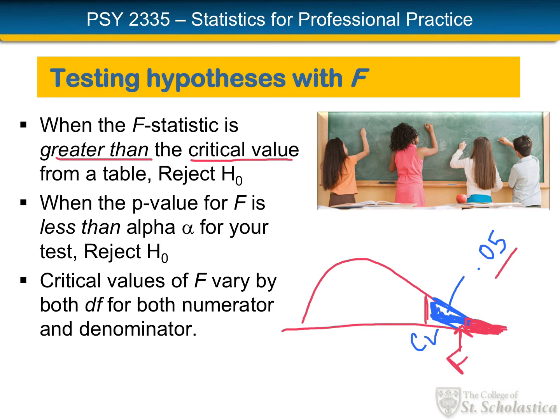When I have the statistical software doing the calculations, I can just look at the p-value. I don't even need a table, and whenever the p-value is less than alpha, I'll be able to reject the null hypothesis. Note that the critical values of F vary according to both types of degrees of freedom. So we need to look up for the degrees of freedom in the numerator and in the denominator, and then find the value for our particular alpha, whether it's 0.05 or 0.01.